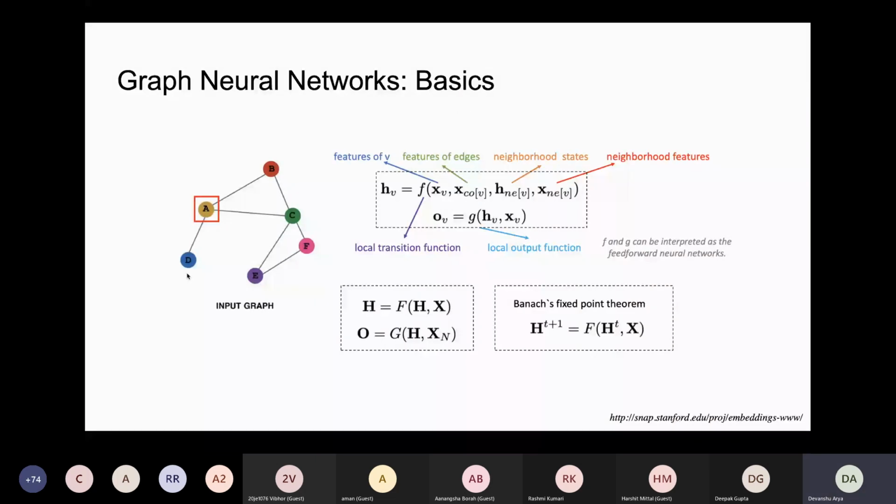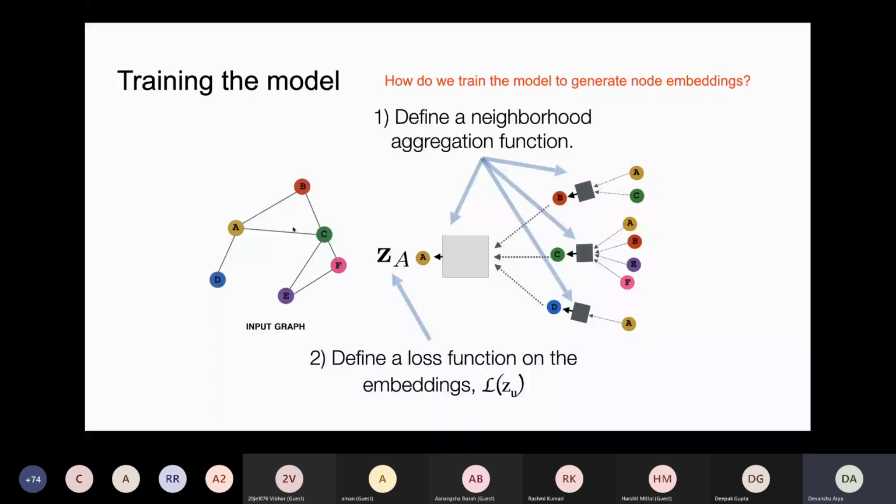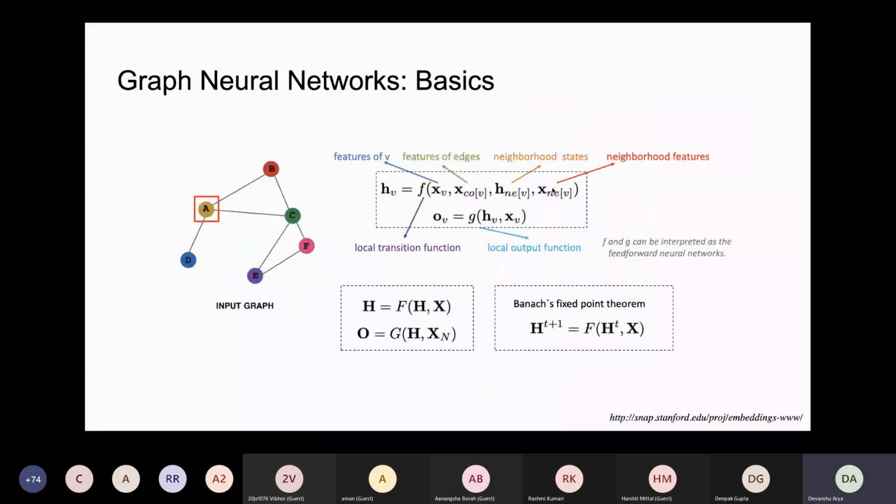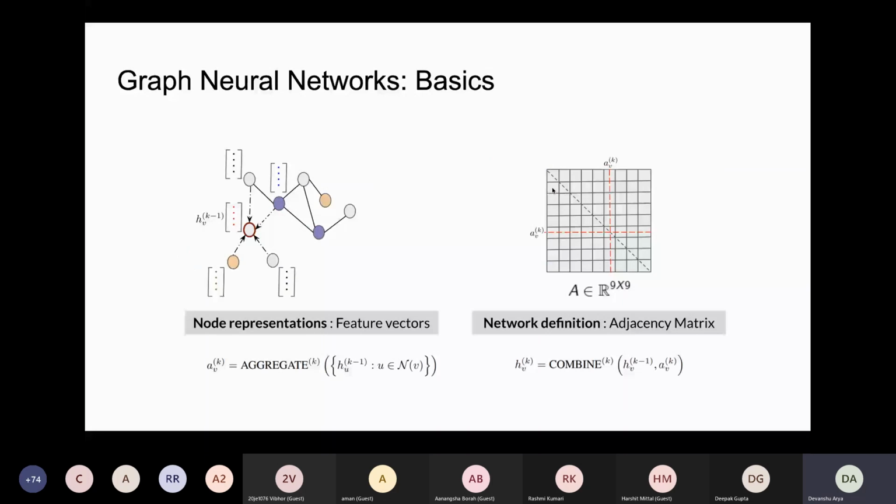So for A to receive any message, let's say the features that A has are called hv, where v is the node A. It will have features of its own, features of its edges, the neighborhood aggregated feature, and the neighborhood state at that hidden layer, which is part of the neural network architecture. So you are passing it recursively, and at each state this will be changing. And the G function here is the combination function that I was talking about. The aggregation function is function F, and the combination function is function G.